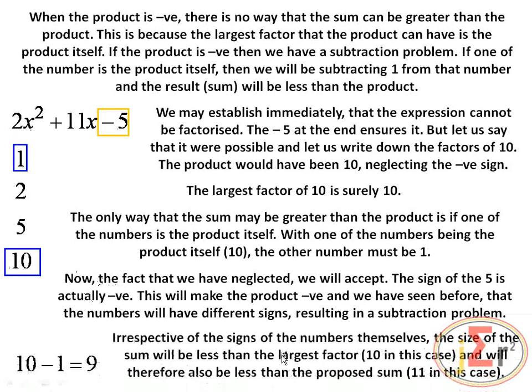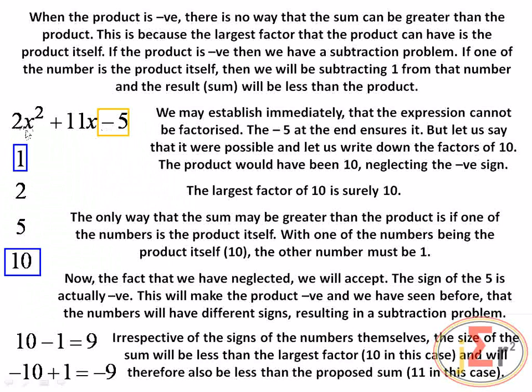So there we have the subtraction problem. Either 10 minus 1, which is equal to 9, or negative 10 plus 1, which is equal to negative 9. So irrespective of the sign of the numbers themselves, the size of the sum will be less than the largest factor of 10, and will therefore also be less than the proposed sum, which is 11. So the proposed sum is 11. The largest value that we have here is 10.